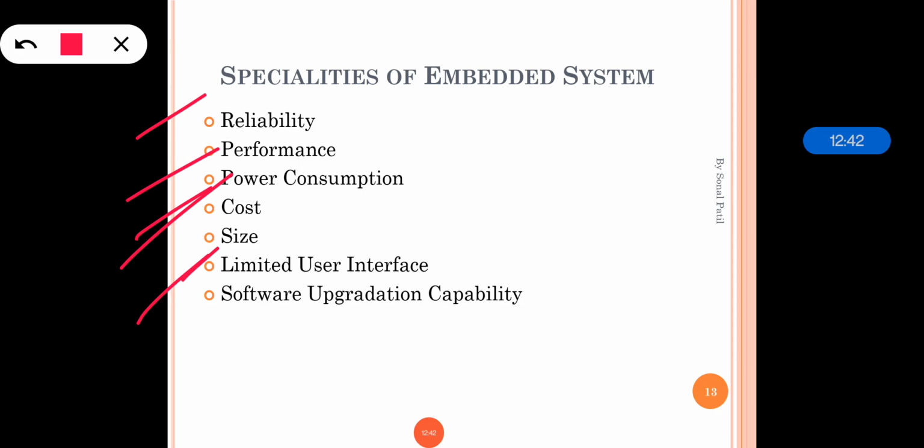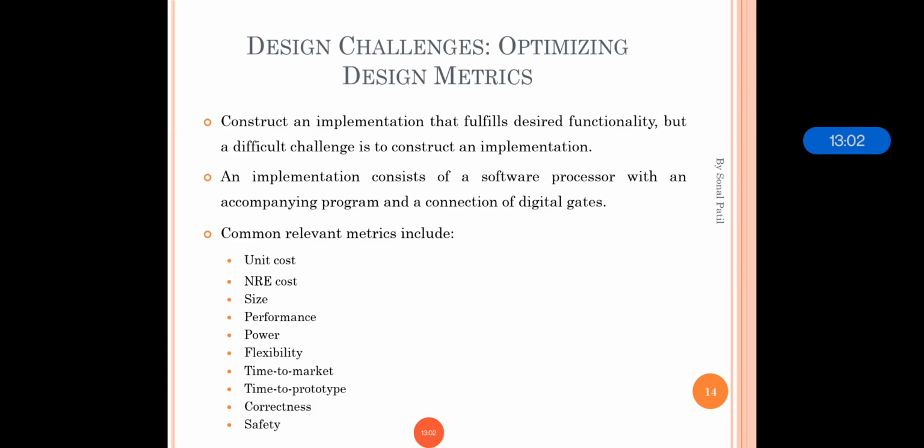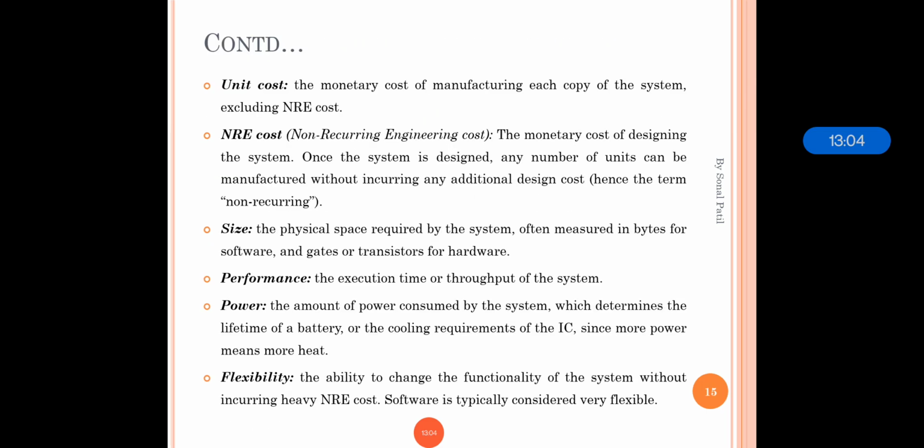Then the software upgradation capability. These are meant for a specific task, so once the software is transferred to the embedded system, the same software will run throughout its life. So it is always made available that a software upgradation facility is there, that is the speciality of embedded systems.